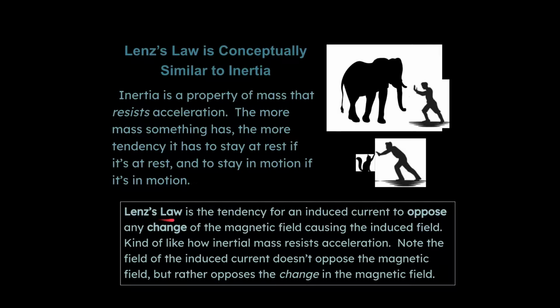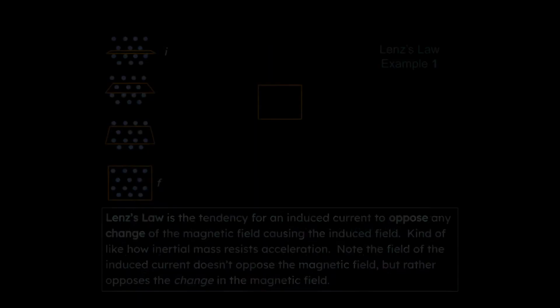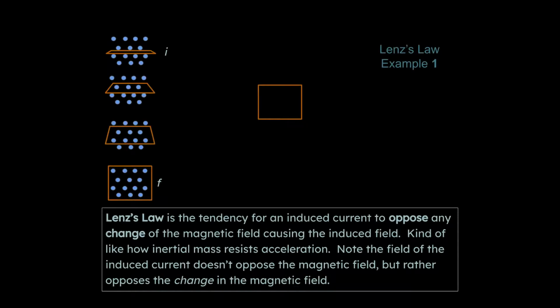Alright, well, I do want to think about that concept that there are things that resist other things in physics, because Lenz's law is the tendency for an induced current to resist or oppose a change of the magnetic field causing the induced field. So let me give you an example of what it is I'm talking about. So this is our first example here, and I want you to think about what's happening to the external magnetic fields while we go from our initial position to our final position.